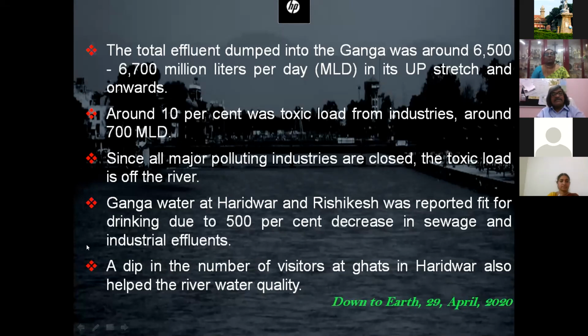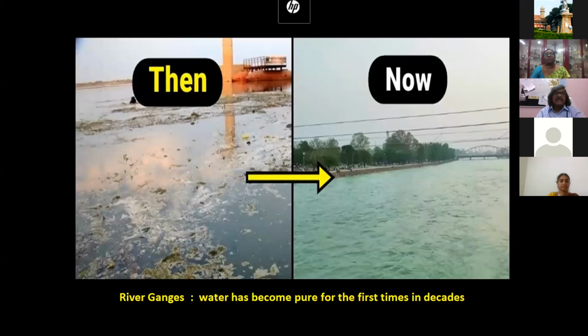because of the industrial lockdown and sewage effluents, clean water has been reported. Also, there's a dip in the number of visitors to the Ghat, Haridwar. And because of this, obviously, there's a positive impact on the river Ganges as well as the river Yamuna. This is one of the slides I have downloaded from a website. In the River Ganges, you see the pollution levels are now almost clear.